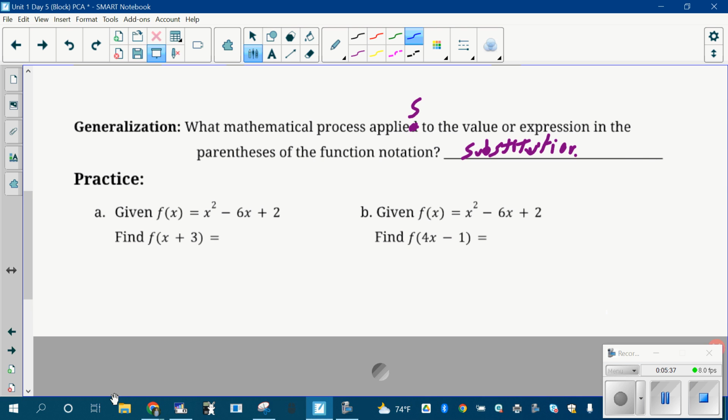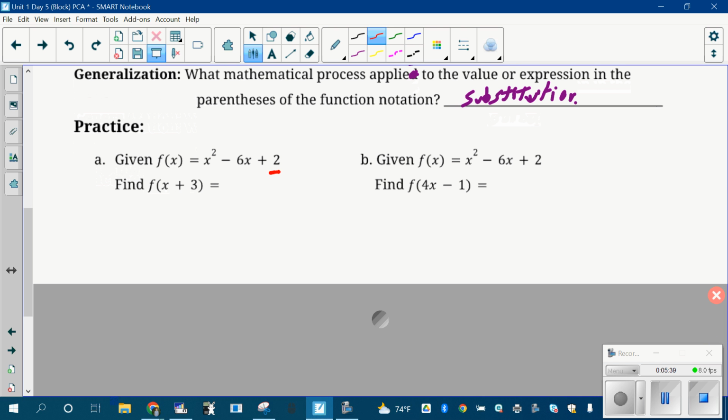Ready? Here's my function. The thing I'm substituting in isn't just a number. I'm going to substitute in x plus 3. The way I like to think about this is my function, my red function, is x squared minus 6x plus 2. Something squared minus 6 times something plus 2. I'm replacing all the x's with gaps.